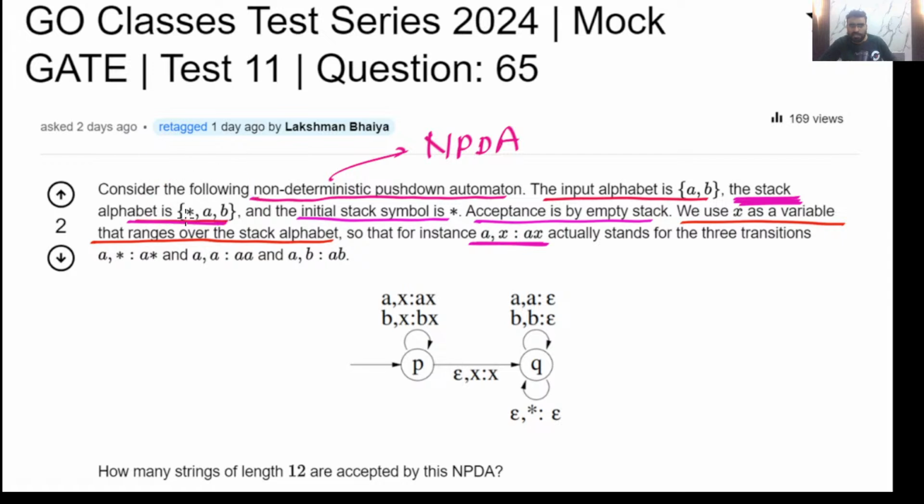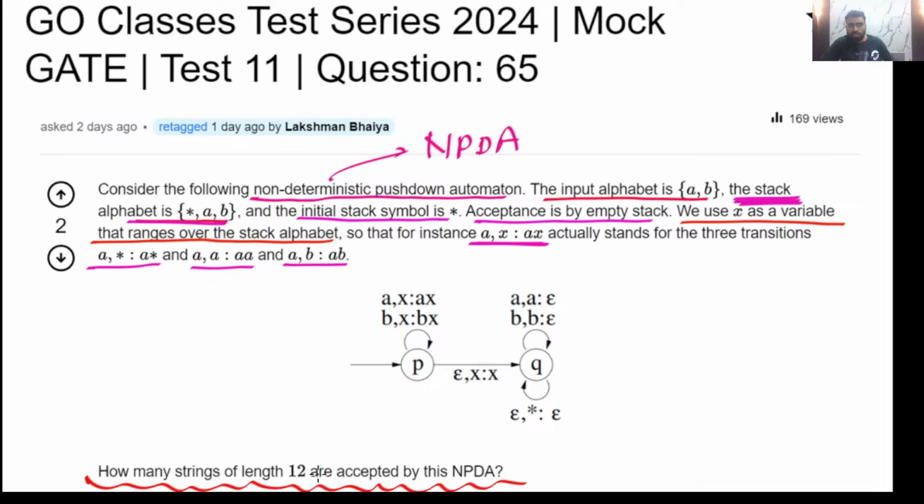So this X can be star, this X can be A, this X can be B. So you can see X can be star, X can be A, X can be B. Okay. This PDA is given to you. The question is asking how many strings of length 12 are accepted by this PDA.